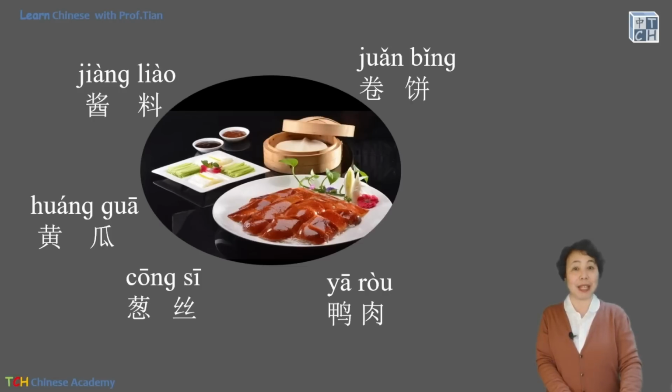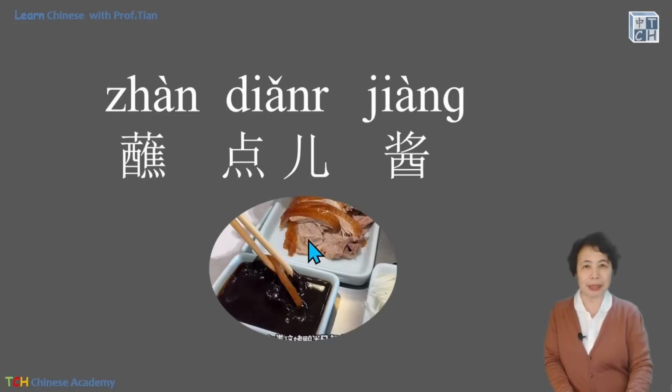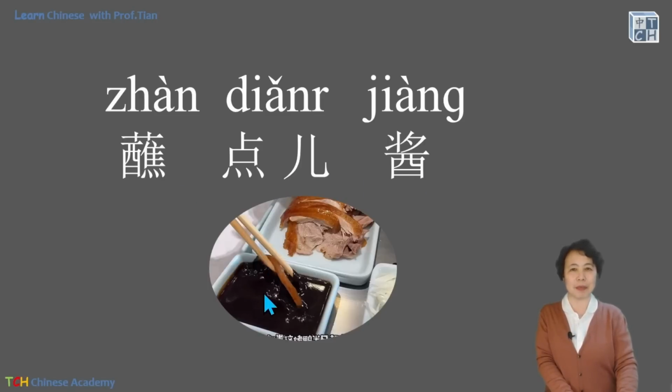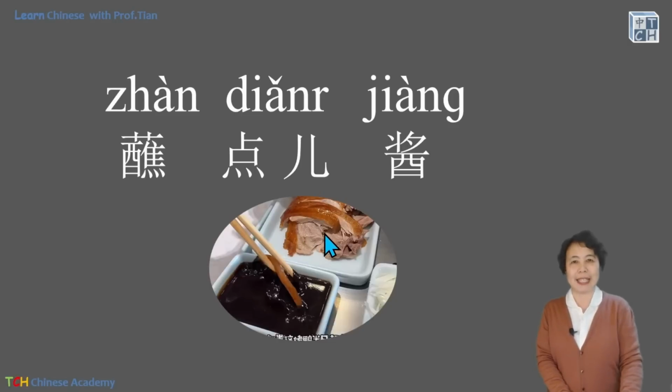Now let's see how to eat 北京烤鸭. First, we need to dip the meat into the sauce. When we dip it, we use the word 蘸. So 蘸. This action is 蘸. So dip. 蘸点儿酱. That means dip some sauce. And 点儿 means a little bit. So the first step is you use the chopstick and pick the 鸭肉 and dip it in the sauce.